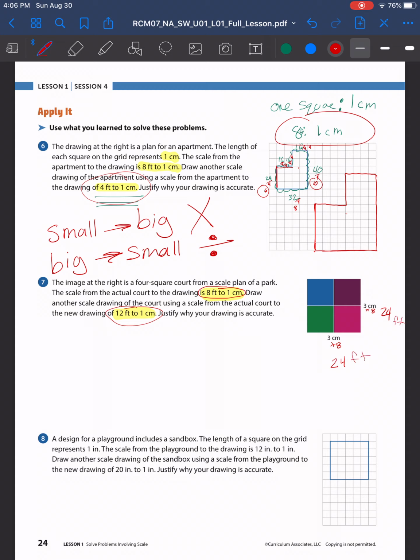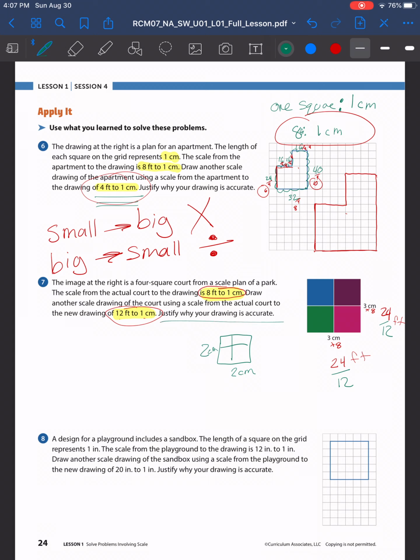Now it says, let's redraw a new one that shrinks it back down to paper size, but for every 12 feet, it's 1 centimeter. So to shrink it back down, I've got to divide by 12. Now what's 24 divided by 12? That divides nicely into 2. So my new little court, ooh, I'm going to even make it smaller. It's going to look like this. It's going to be 2 centimeters by 2 centimeters.